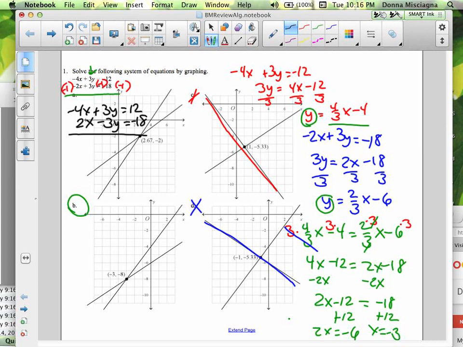So now if we add those equations together, negative 4x and a positive 2x gives us a negative 2x. 3y minus 3y is 0. And 12 minus 18 is a negative 6. So oftentimes it's easier to solve linear equations using what's called linear combinations. It's called either linear combinations or elimination. Linear combinations because you're combining linear terms, and elimination because when you combine, one of your variables drops out.